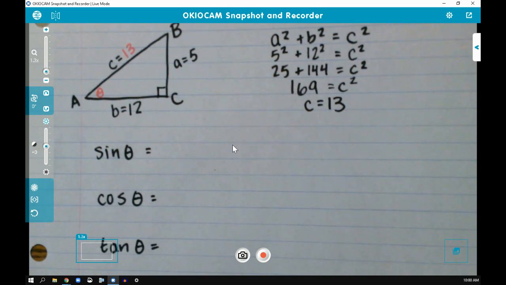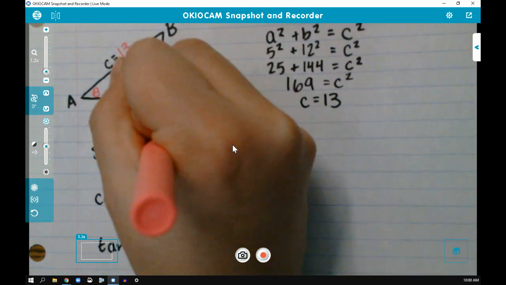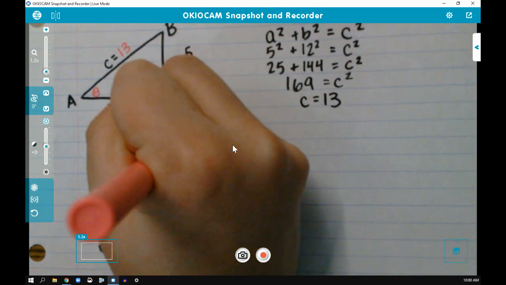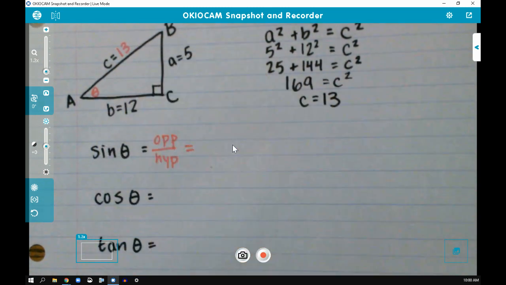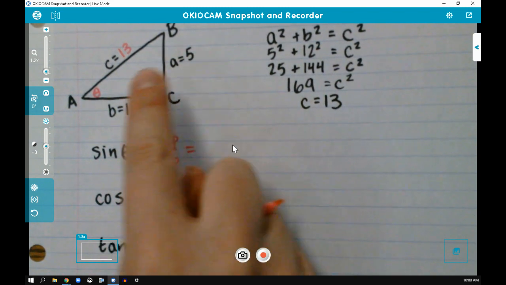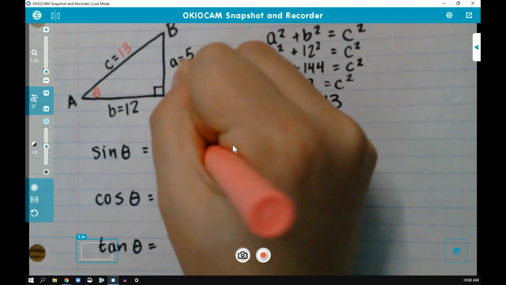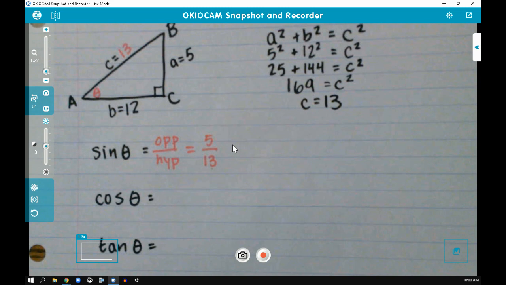Sine of theta is opposite over hypotenuse, so of SOHCAHTOA. So sine of theta is 5 over 13. If we could reduce that fraction, we would want to. We can't.